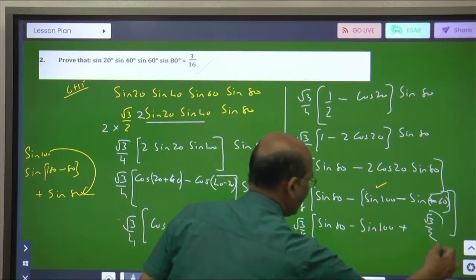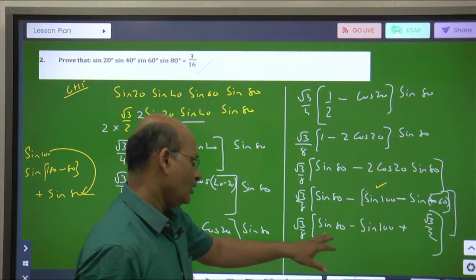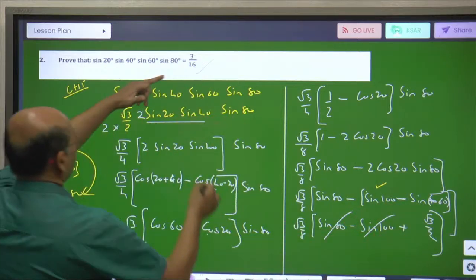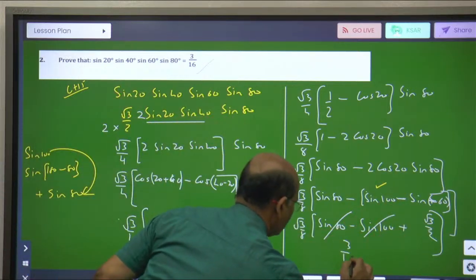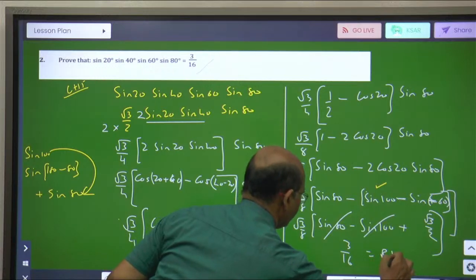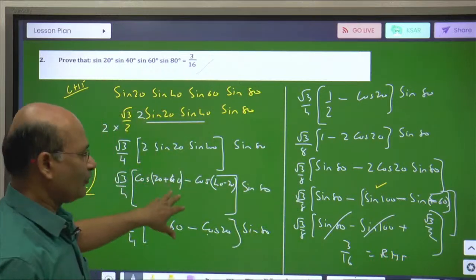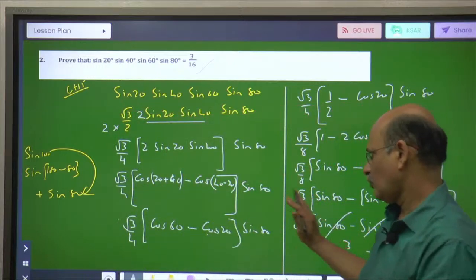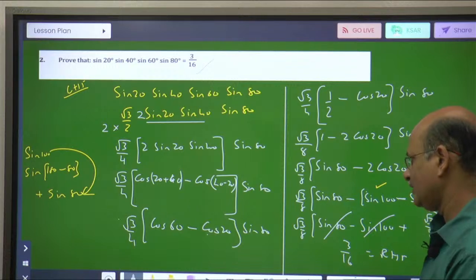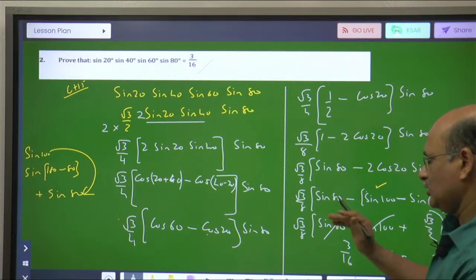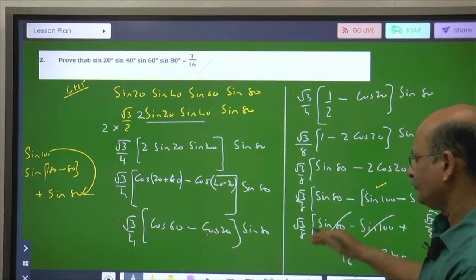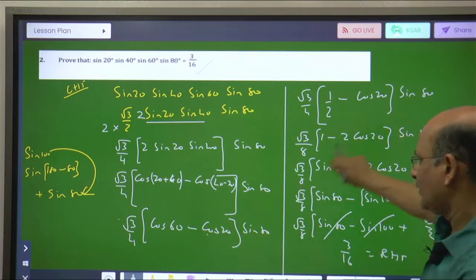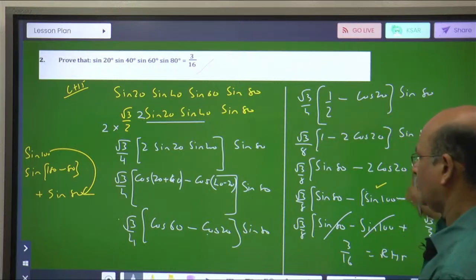So now I'm okay with it. So what happened now, sin 80 and sin 100 will get cancelled, root 3 upon 8 into root 3 by 2 is nothing but 3 upon 16, that is RHS. Okay, please apply the formula properly, because if this slight error is there, you have to confirm what is the mistake, you really have to find that and try to work out. So cos C minus cos D, you can apply the cos C minus cos D formula.